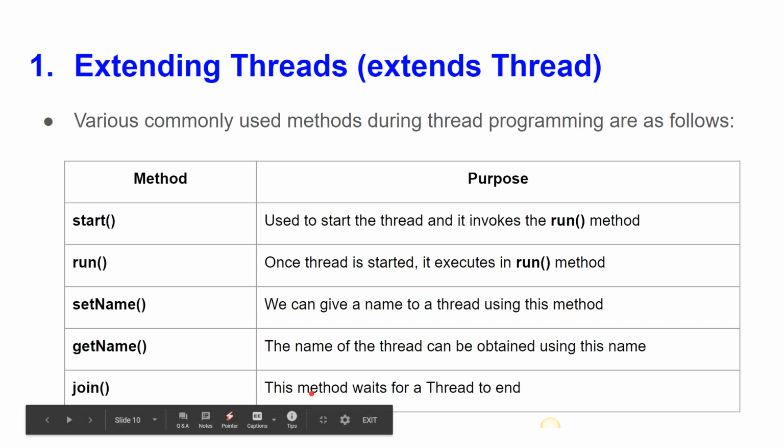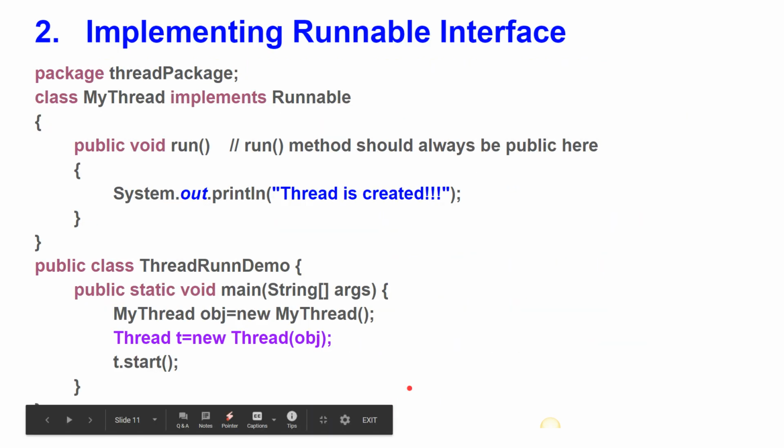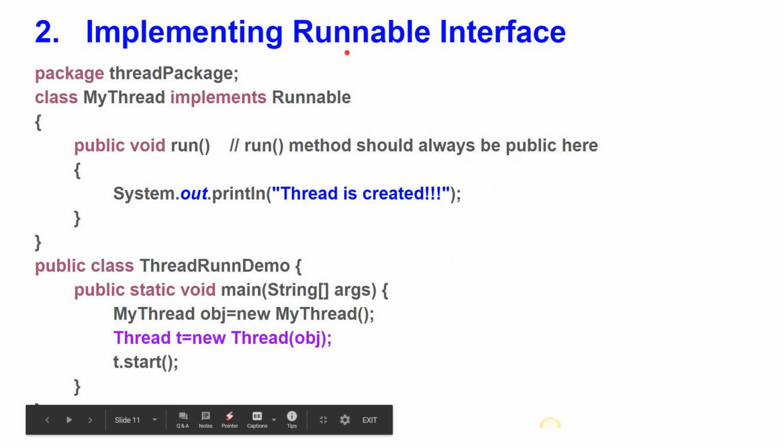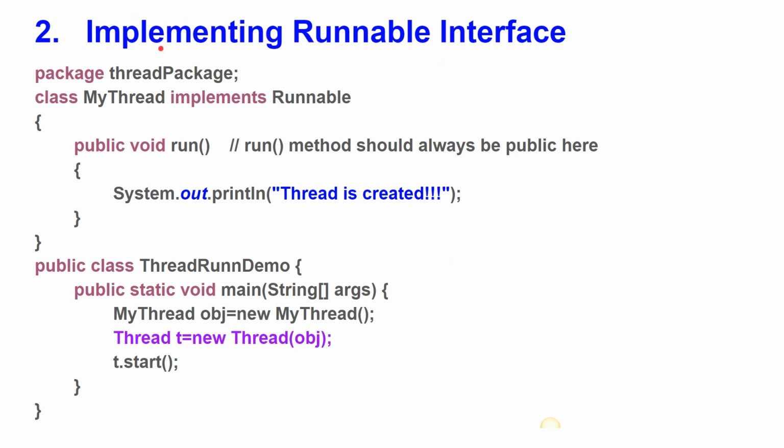And the join method waits for a thread to end. Okay, and implementing a runnable interface. This program is similar to the one we discussed for the Thread class, but here we are implementing the Runnable interface. The previous one was extending. Execution starts from the main method, that is ThreadRunDemo.